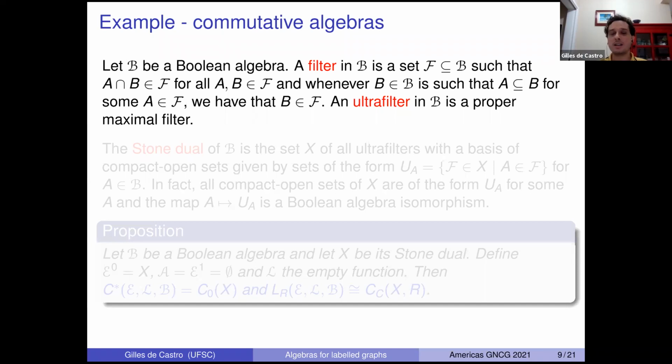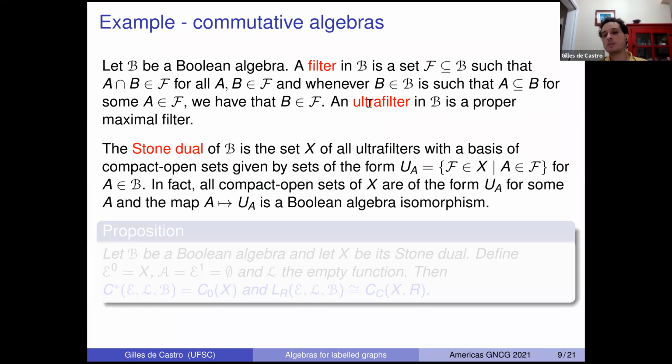So you can always build a topological space, and the way of doing this is to consider these ultrafilters in the Boolean algebra. Then you can consider as a set the set of the ultrafilters, and you can give a base of compact open sets of this form. So you take each element of the Boolean algebra, you take the ultrafilters that contain that element, and it's going to form a base of compact open sets for a topology on X.